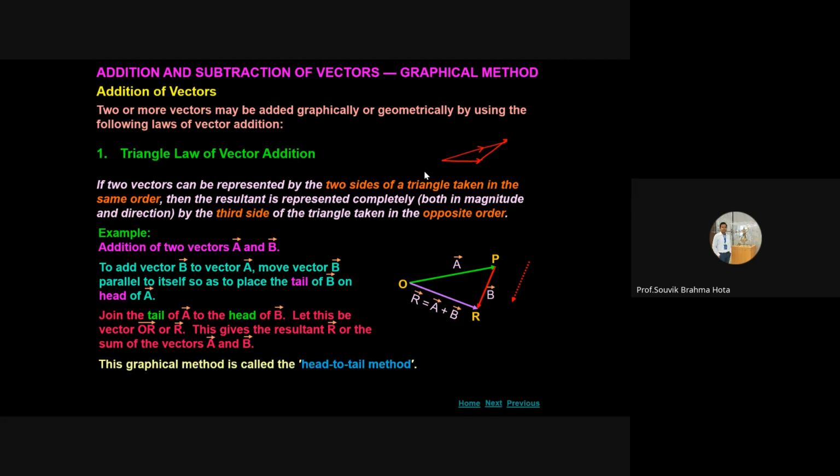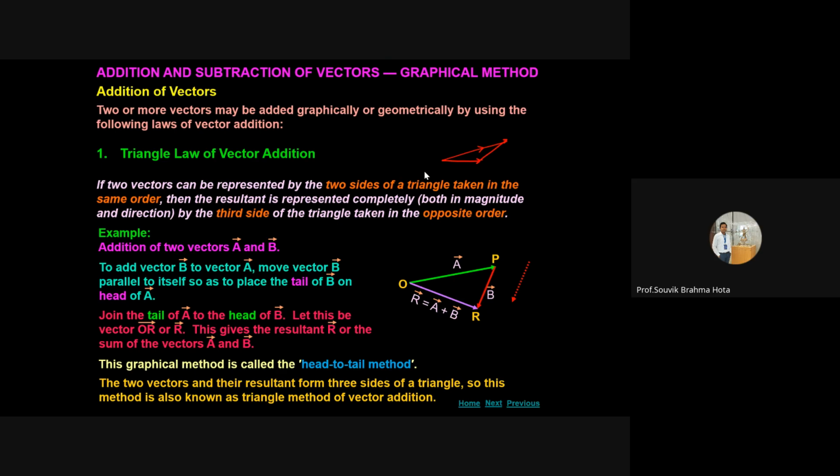This graphical method is known as the head to tail method. Head means the arrowhead. Tail means the opposite side of it. The two vectors and their resultant form the sides of the triangle. So this method is also known as the triangle method of vector addition.